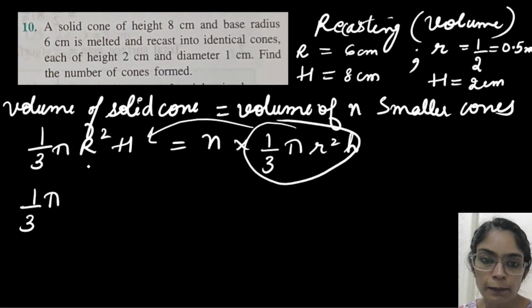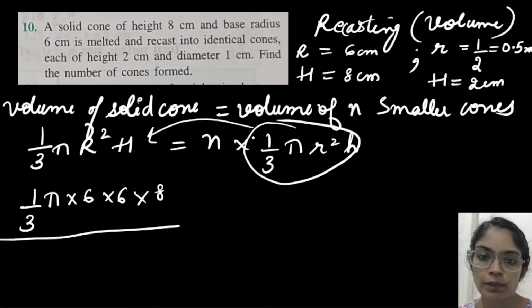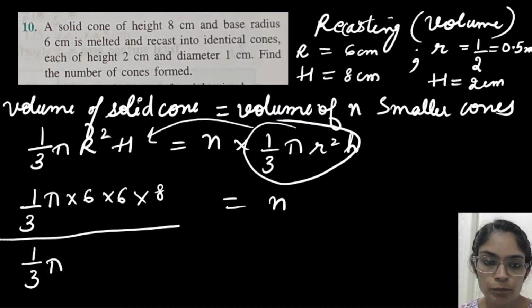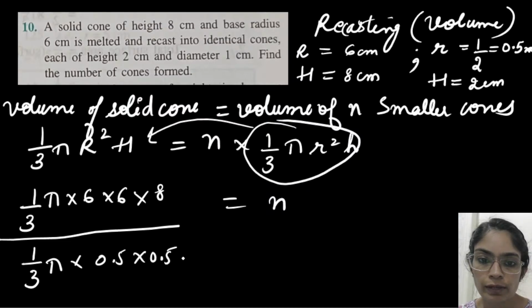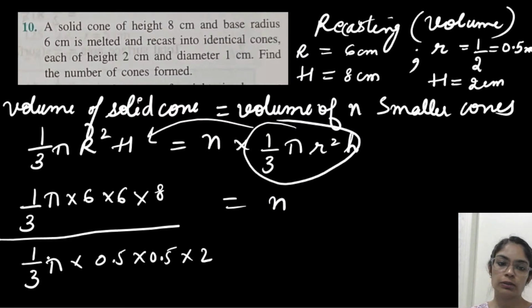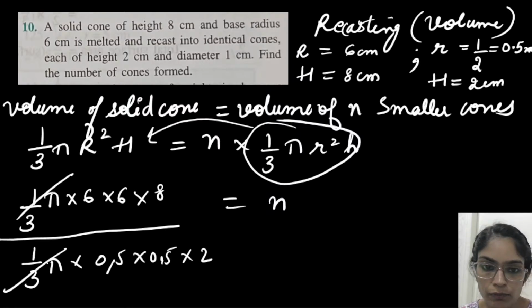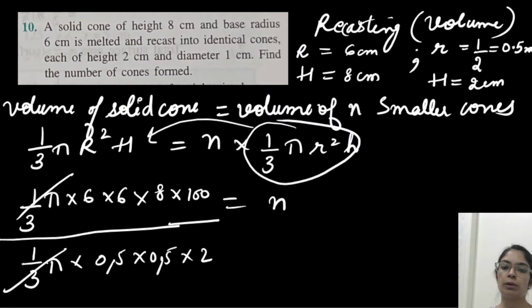So 1 by 3, r's value I am writing, this is 6 square, which is 6 into 6, height is 8, divided by 1 by 3 pi r square. R's value is 0.5, so 0.5 into 0.5 into 2. This is equal to n. 1 by 3 pi and 1 by 3 pi will get cancelled. So we'll remove decimal from here. One decimal from the first 0.5, second decimal, so here I'll be getting 100 at the numerator if we remove decimal from the denominator.